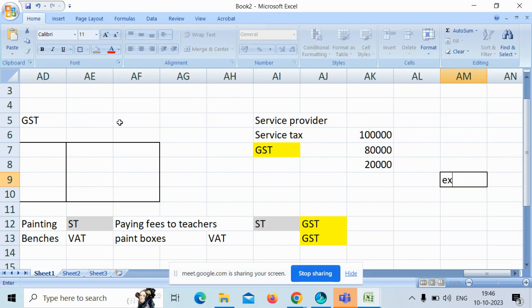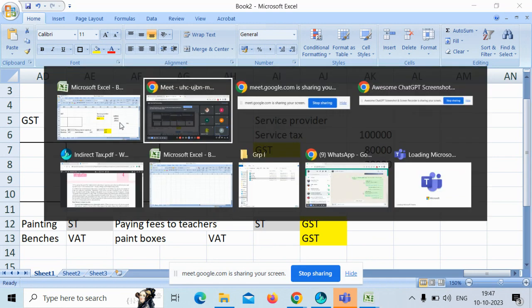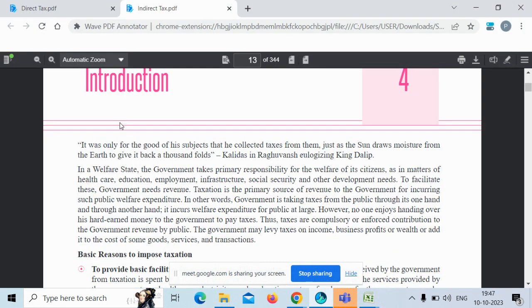My expenses got reduced because I'm paying tax on goods or on services. Whether I'm a service provider, a manufacturer, or a trader, it can be set off. So this is GST. Let us start with our chapter.